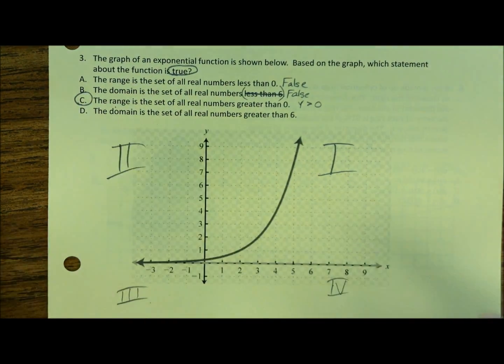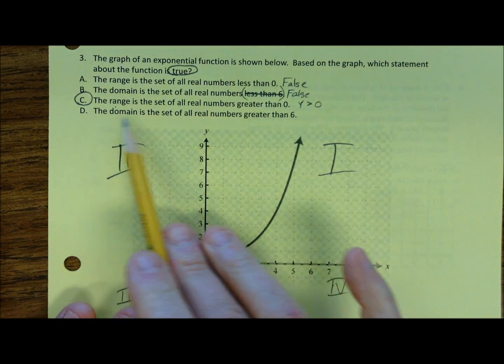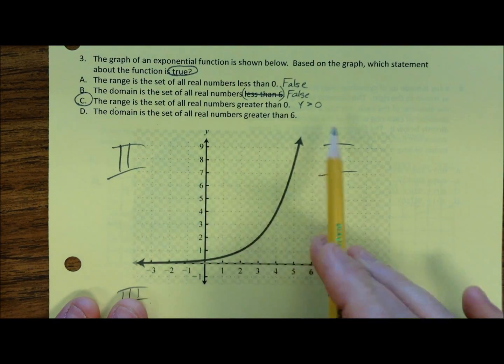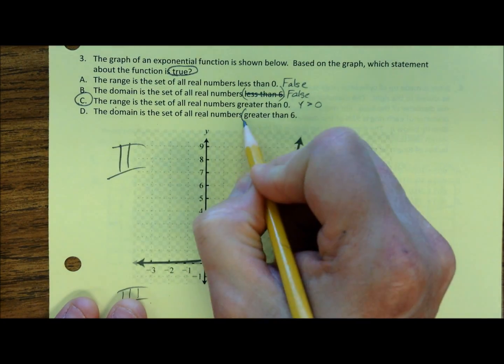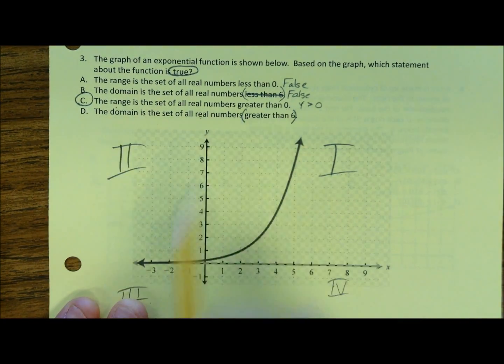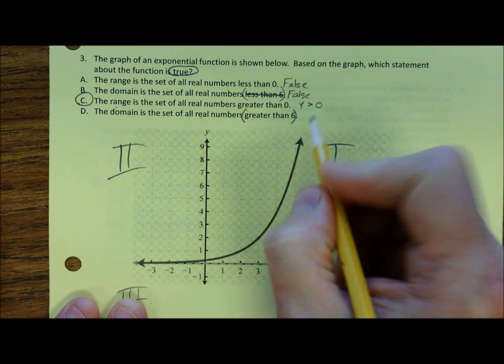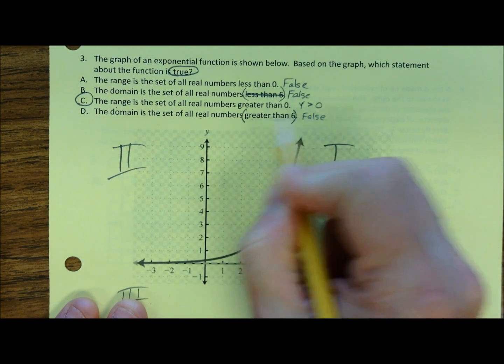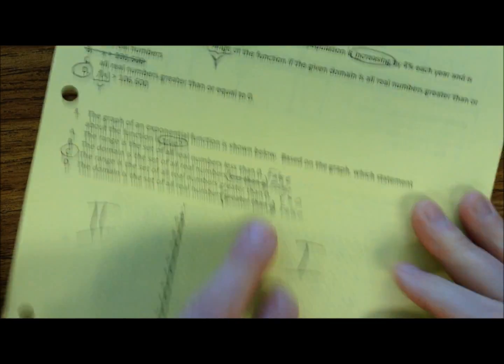Let's check just for funsies that D is wrong as well. The domain is a set of all real numbers greater than 6. Nope, the domain is the set of all real numbers. Because they say greater than 6, that makes this false. All right, we keep going.